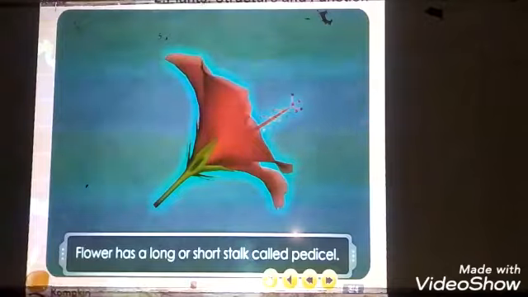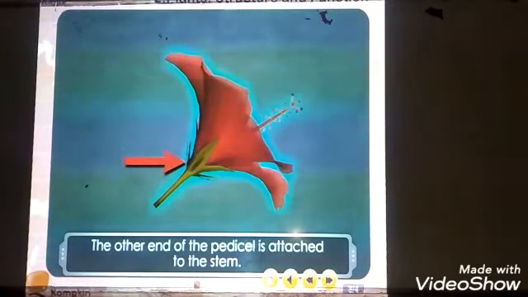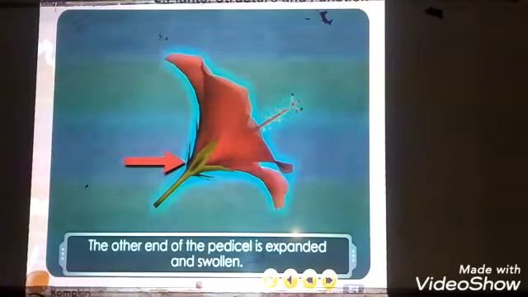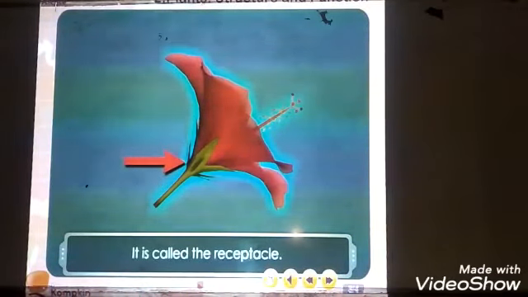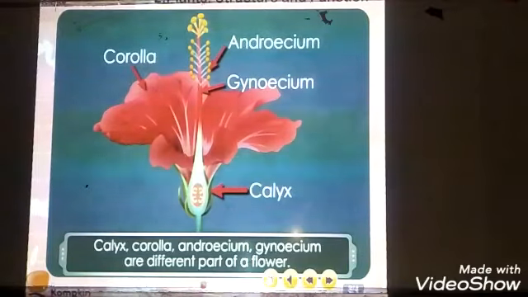Flower. A flower has a long or short stalk called the pedicel. One end of the pedicel is attached to the stem. The other end of the pedicel is expanded and swollen. Receptacle. Petals and other parts of the flower are supported on the receptacle. Calyx, corolla, androecium, gynoecium are different parts of the flower.